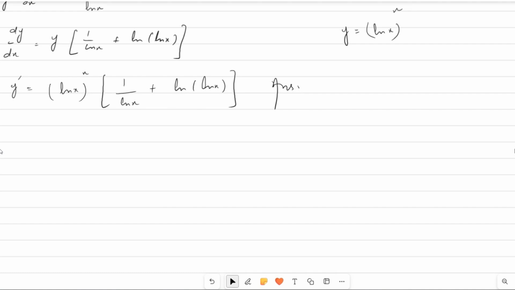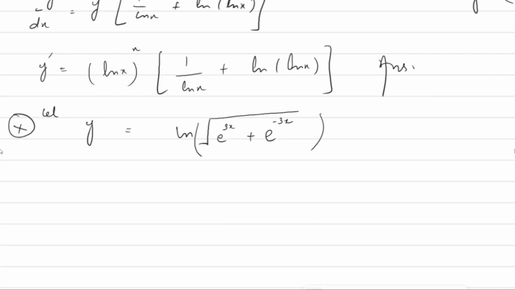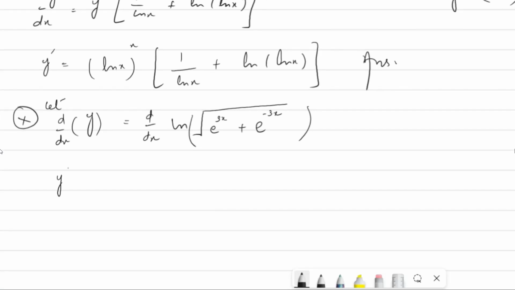Now let's move to its 10th part, and that is a very important part. 10th part: ln of the square root of e raised to the power 3x plus e raised to the power minus 3x. Let this be equal to y. Fine. And afterwards we have to take the derivative of both these functions. Fine.